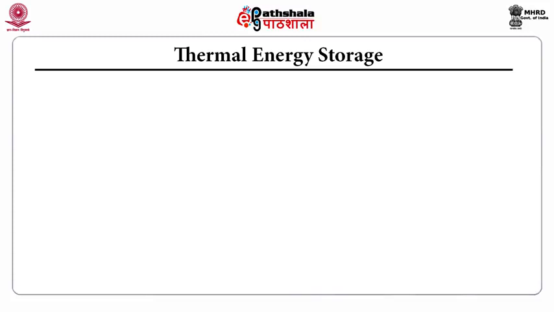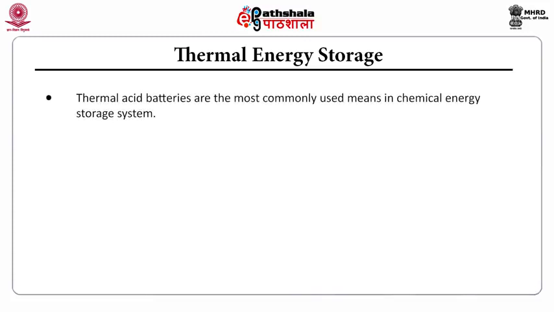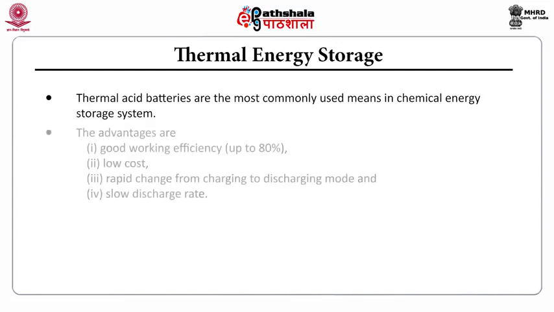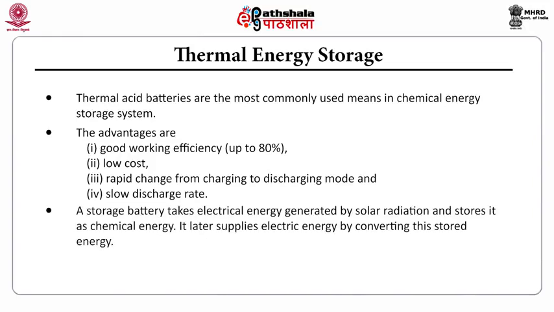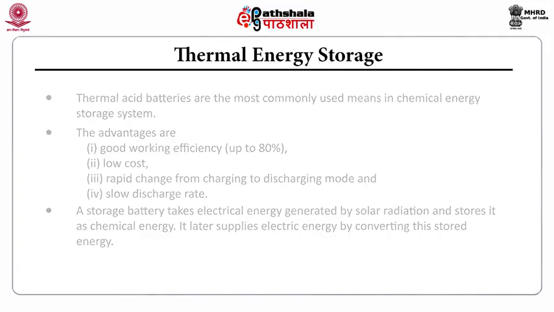Thermal energy storage system. The thermal acid batteries are the most commonly used means in chemical energy storage system. The advantages of this storage are good working efficiency up to 80%, low cost, rapid change from charging to discharging mode, and slow discharge rate. A storage battery takes electrical energy generated by solar radiation and stores it as chemical energy. It later supplies electric energy by converting this stored energy.